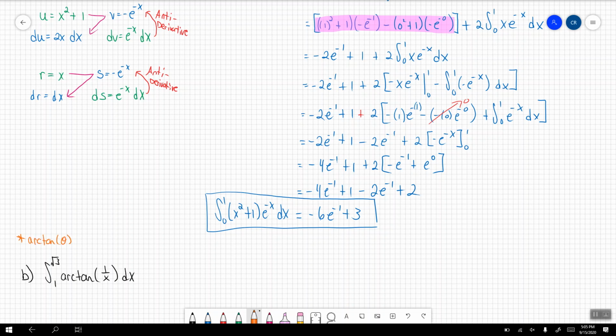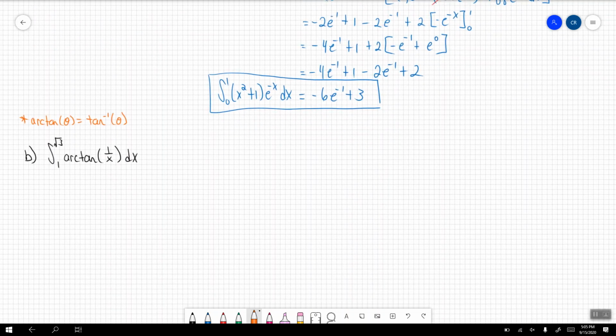So remember, arctangent of, let's call it theta, is equal to tangent inverse of theta. It's just a different way to write it. So try not to let that confuse you too much. So we know that we're looking at some tan inverse. And just by looking at this integral, it doesn't seem that we can integrate this directly, which means we're going to have to integrate this using by parts because the substitution will not work.